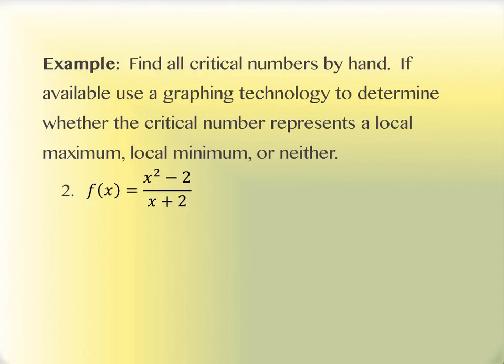The first part's the same, though. It says find the critical numbers by hand. And finding critical numbers means doing what? Finding a derivative and then setting it equal to 0. Or setting it equal to where it doesn't exist, right? All right, so let's find this derivative.